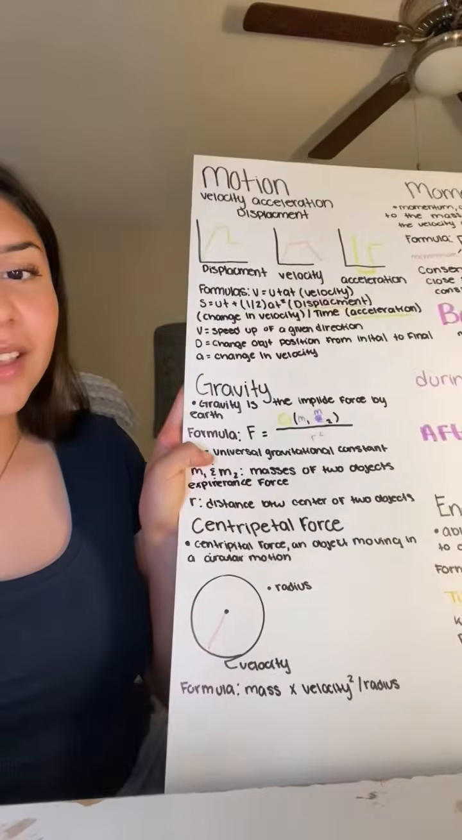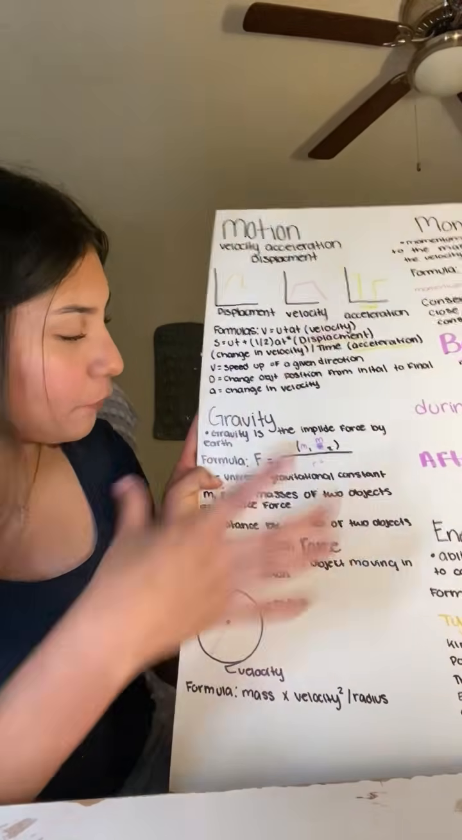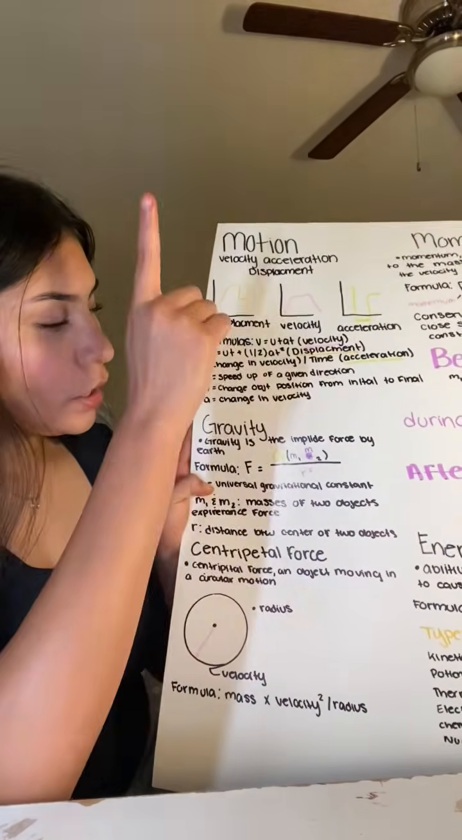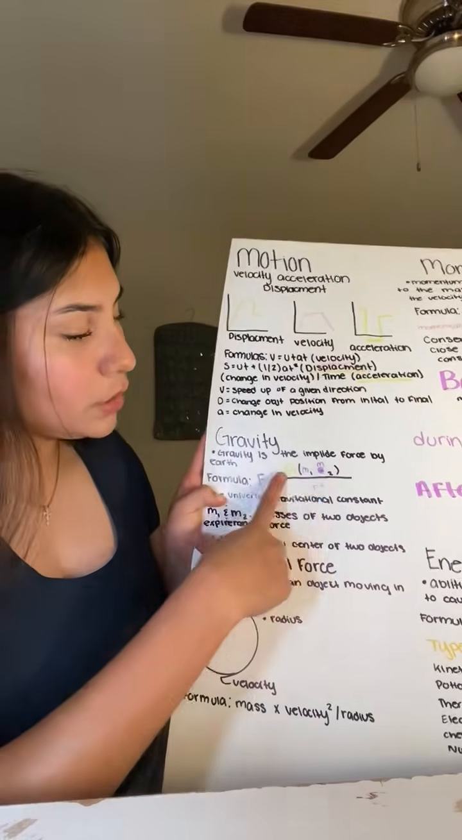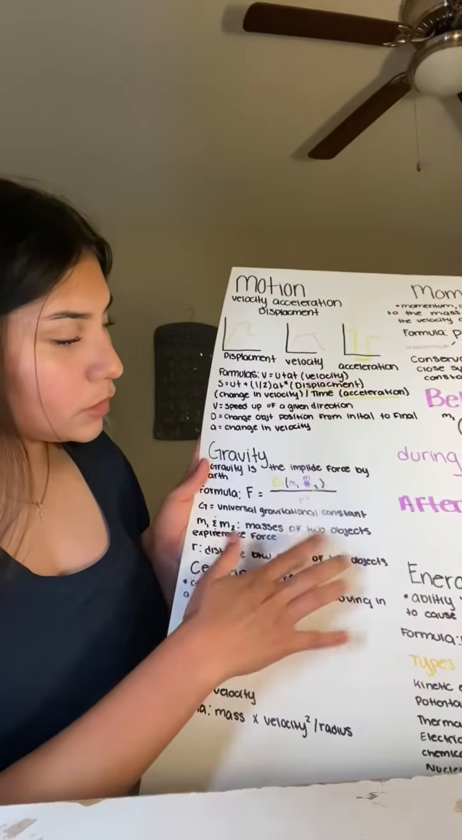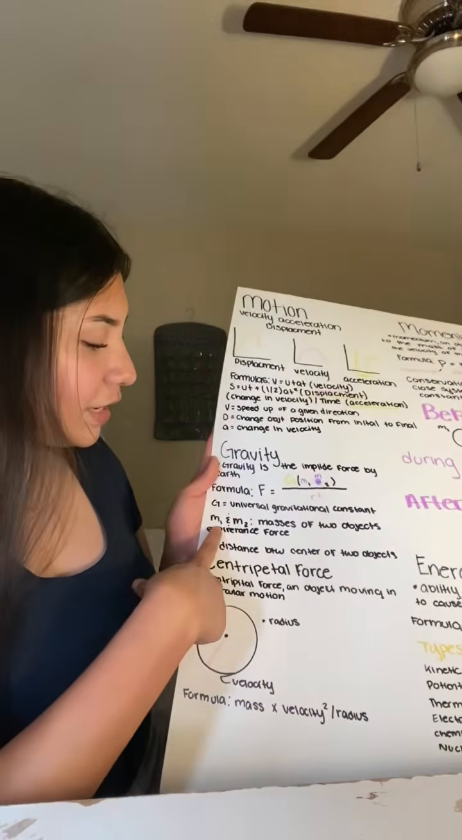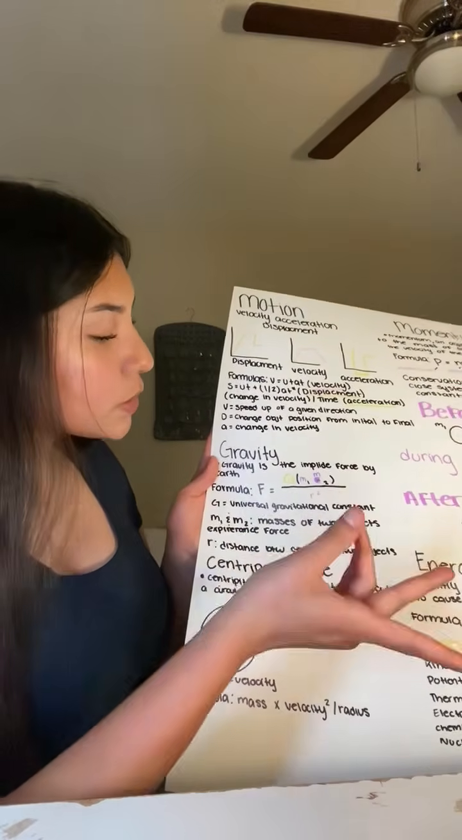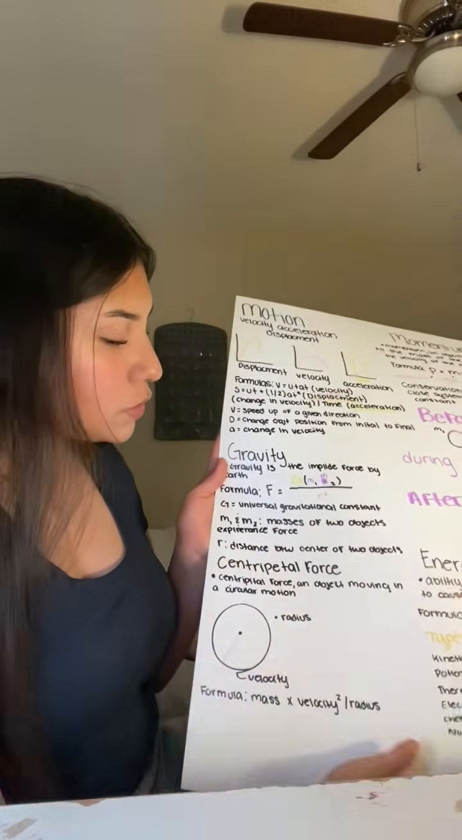Next, I will be talking about gravity. As we see here, gravity is the force applied by the Earth. The formula is F equals G times M1 times M2 over R squared. G equals the universal gravitational constant, and M1 and M2 equal the masses of the two objects experiencing force, and R equals the radius between the two centers of the objects.